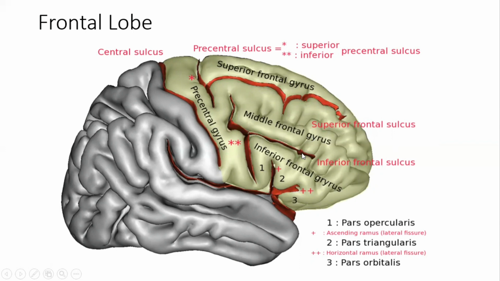And in the inferior frontal gyrus, we have three other parts, which are called pars opercularis, pars triangularis, and pars orbitalis. They have different functions to perform.